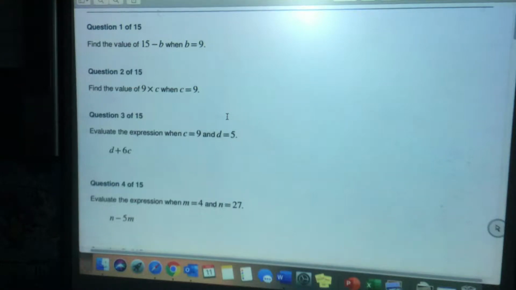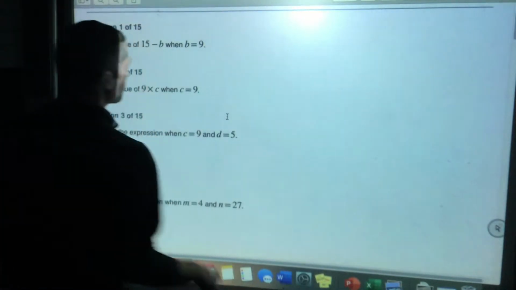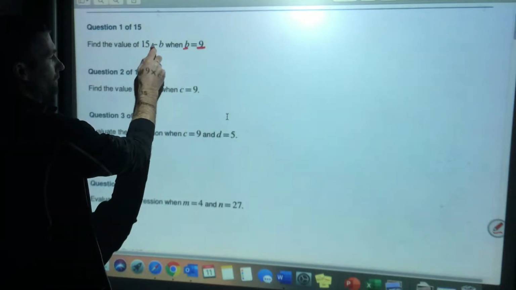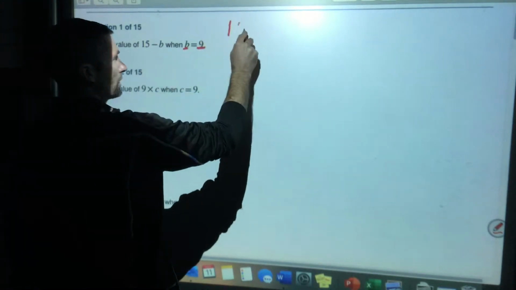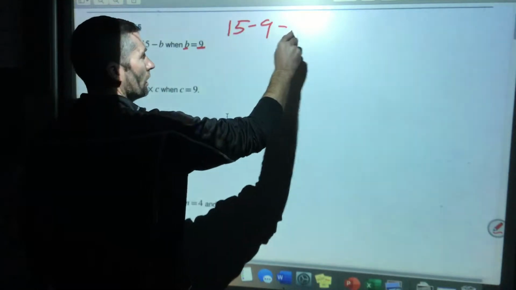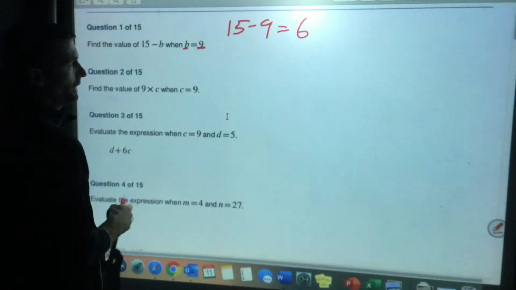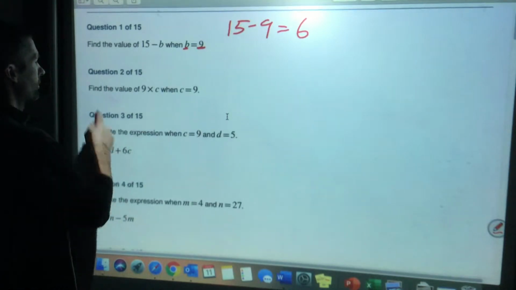All right, let's go over your algebraic expressions homework. First question, find the value of 15 minus b when b equals 9. So b and 9 are the same thing. So 15 minus b is the same as 15 minus 9. I'd like to see on your homework paper you rewrite, instead of b, write in the 9. So the answer is 6.